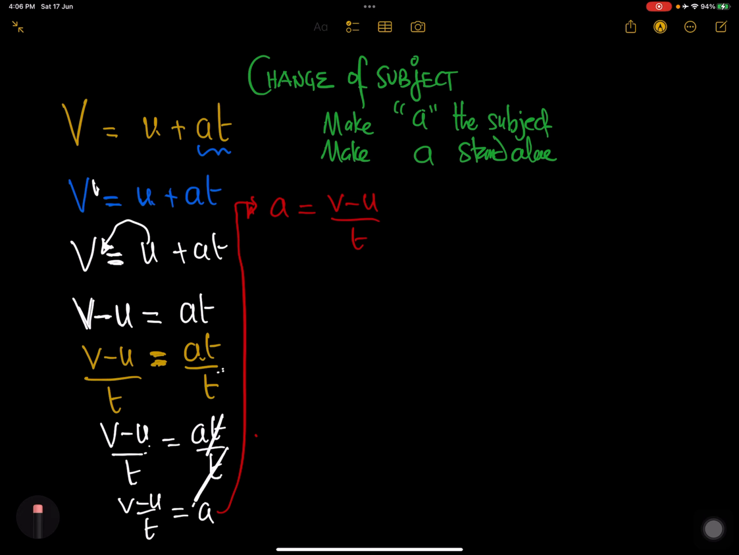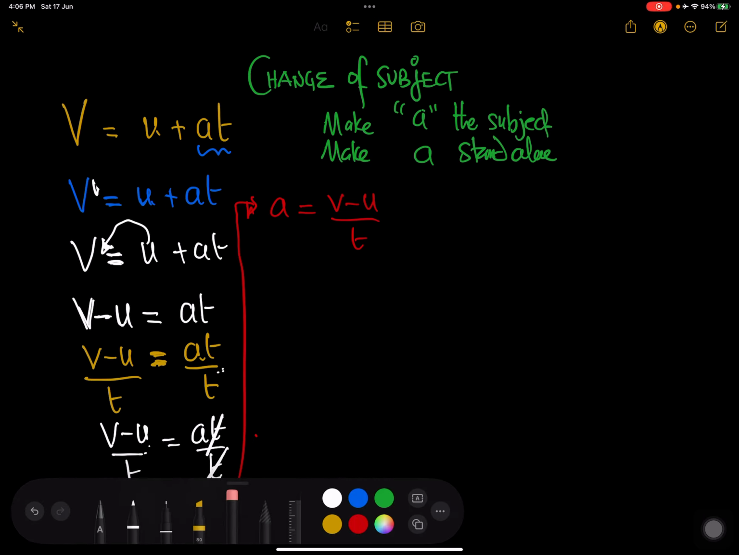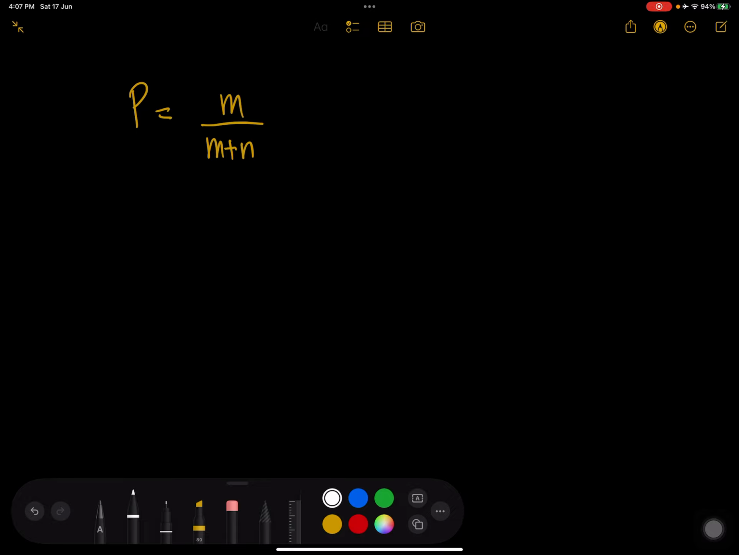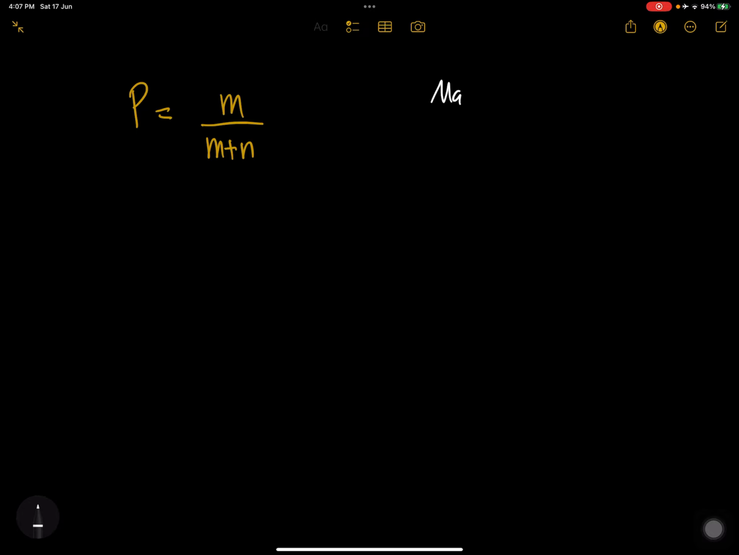The second one we are going to be looking at is another question. In that question, it's saying that we have, let's say, P is equal to M divided by M plus N. And then we are being asked to make M stand alone. Let's make M stand alone.